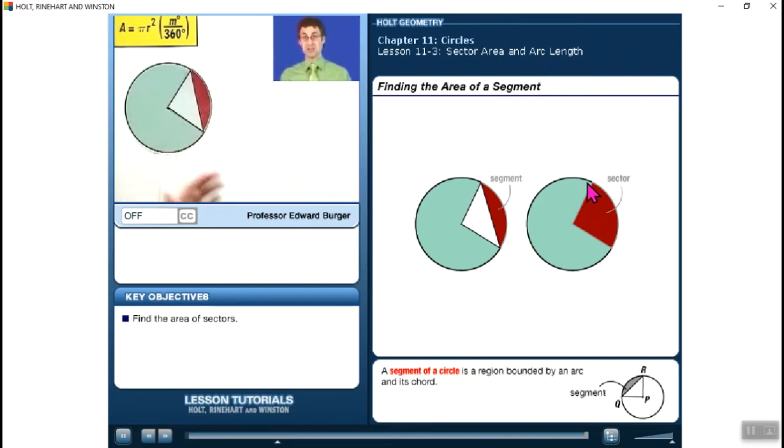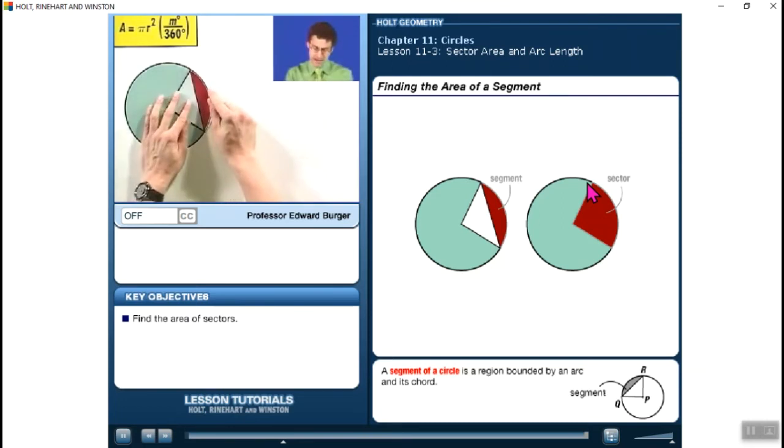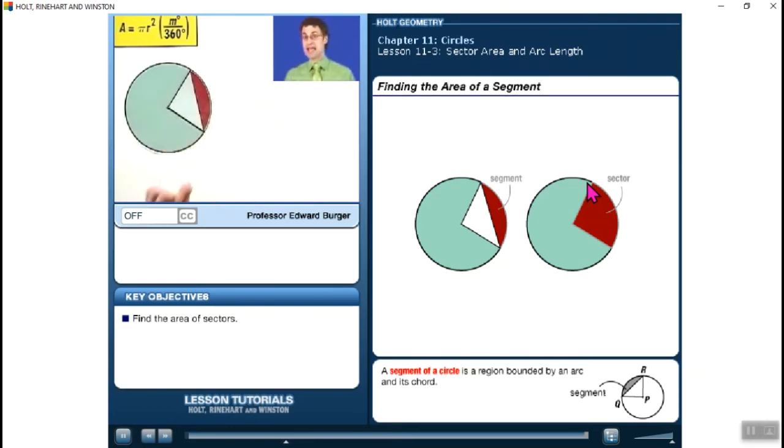And you know what? It stayed with me ever since. So maybe if you like that, you can remember it that way too. Anyway, suppose that we want to actually find the area of a segment.